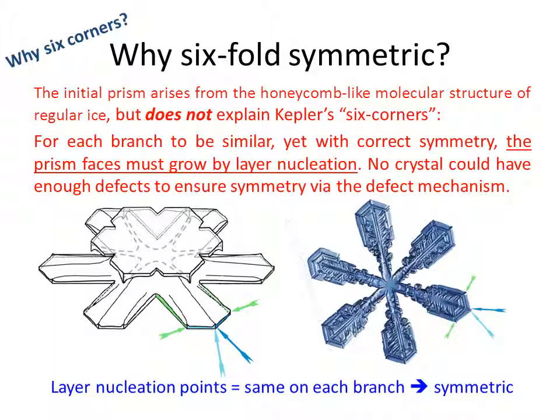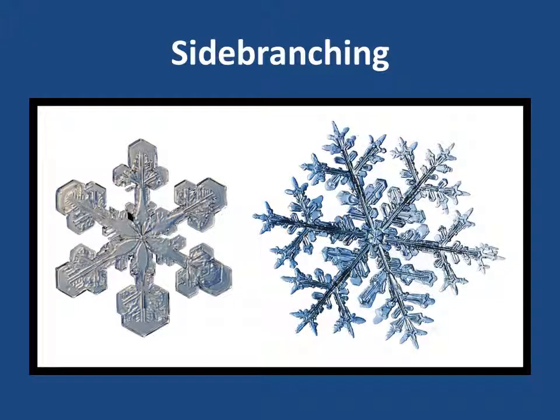Now look at our example. This face here is fed by layers nucleated at this point. The mirror face is fed by layers nucleated at the same point. It's the same point, it's layer nucleation, so it's the same rate. Similarly, along the side, those points are identical, and so they grow at the same rate, although it's a little slower. And here it is on a real crystal. Next, side branching.